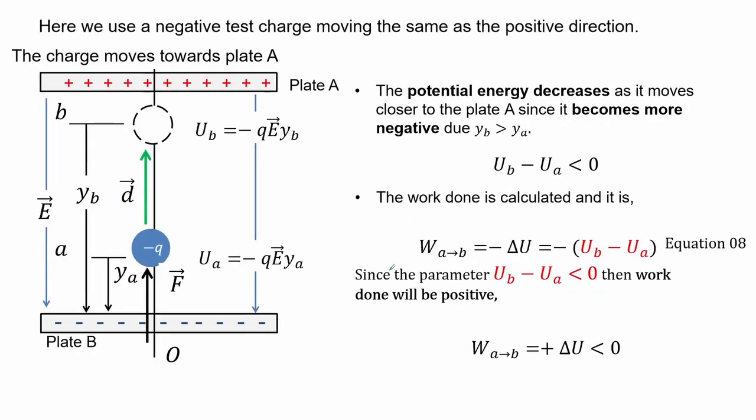Here the negative test charge is moving towards the positive plate A. We see that the potential energy decreases as it moves towards the positive plate A. The decrease in potential energy is because it becomes more negative. Calculating the work done and taking into account the negative value of the change in electric potential energy will result in a positive value of work.